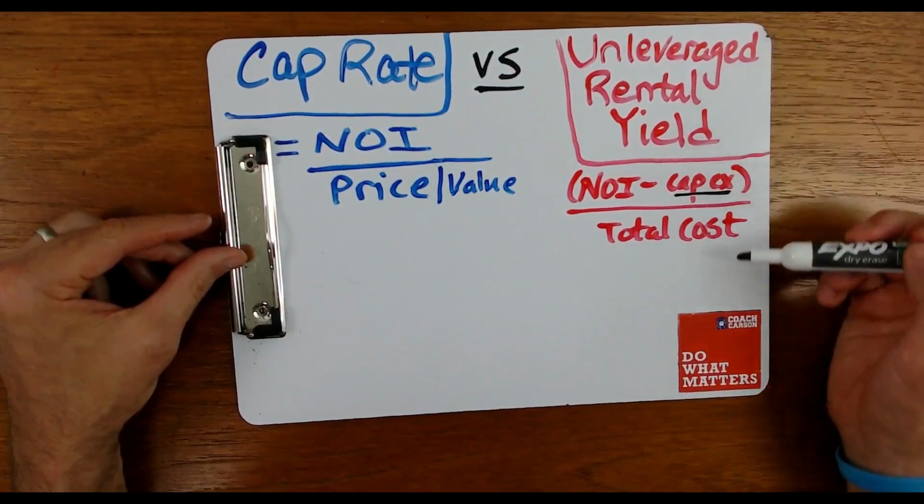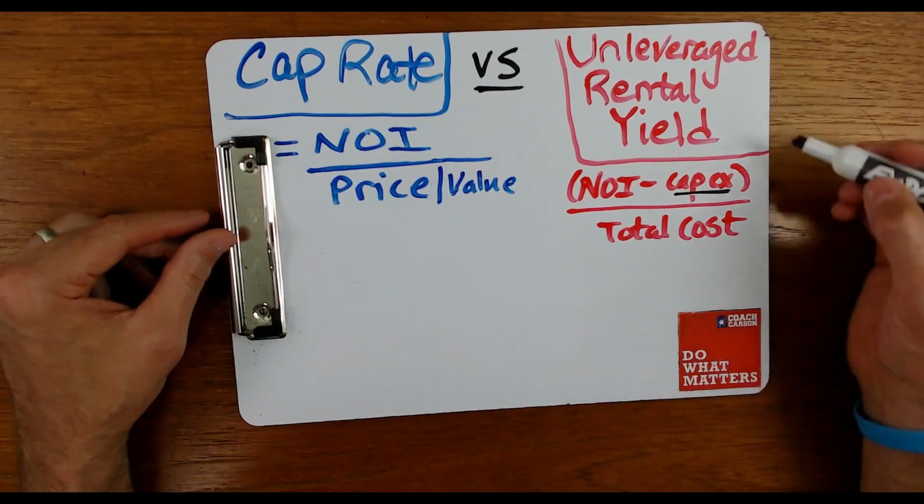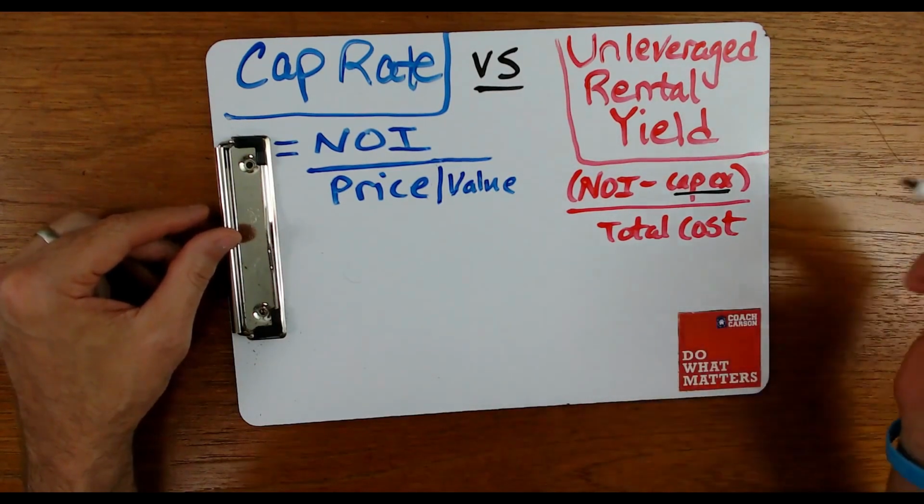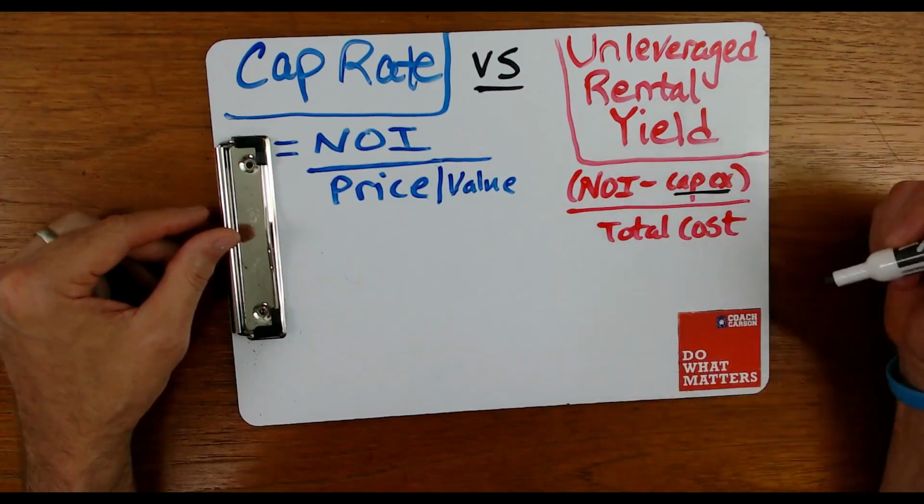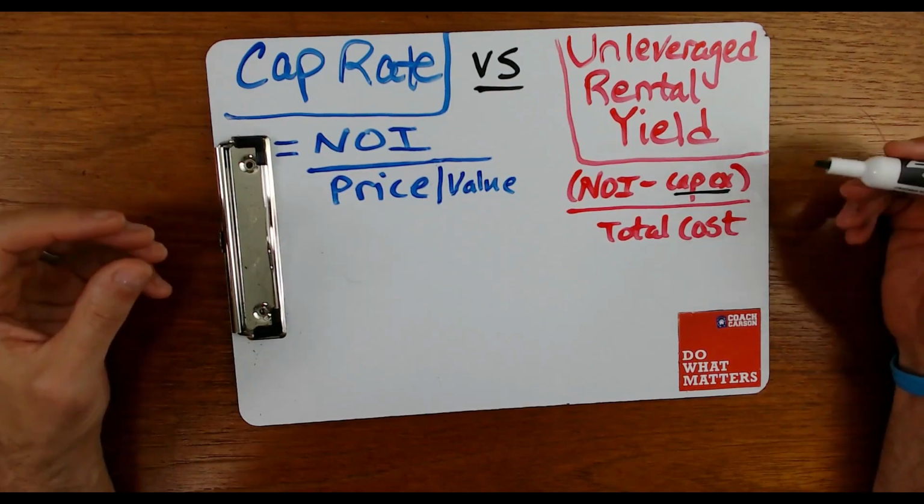So this is helpful because you can look at a property and you can make a goal to say, I want to make a certain unleveraged rental yield, because that's really the engine for what's going to drive paying for your debt. You're going to use it for cash flow. It's the thing that gives you staying power when you buy a property.